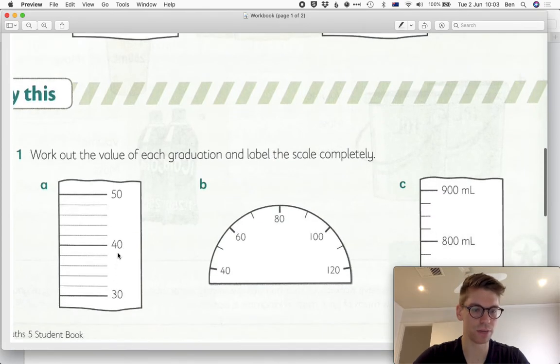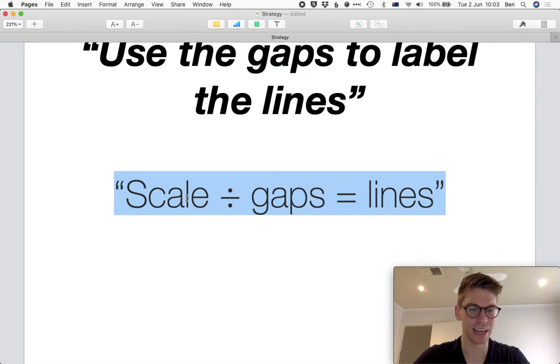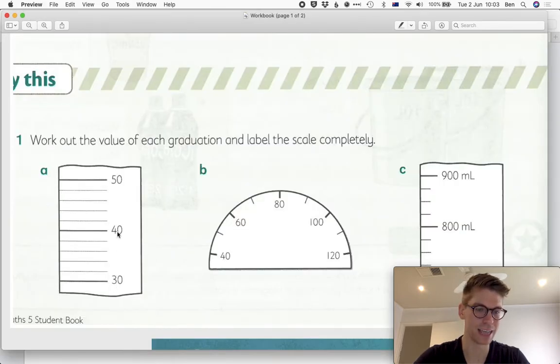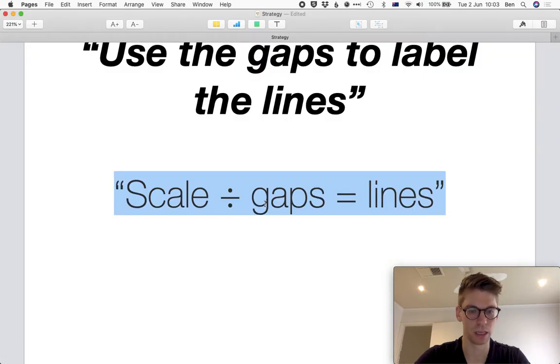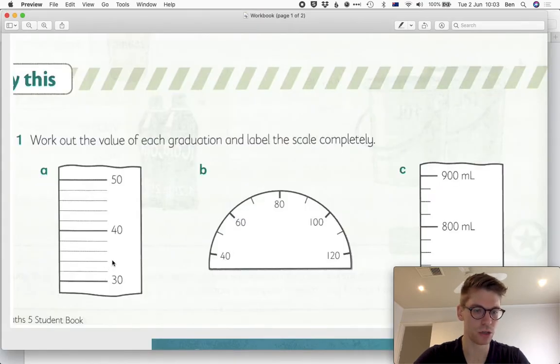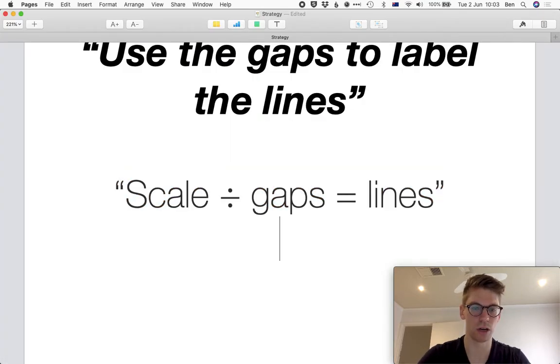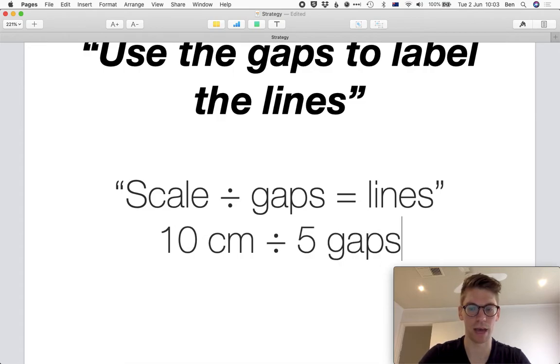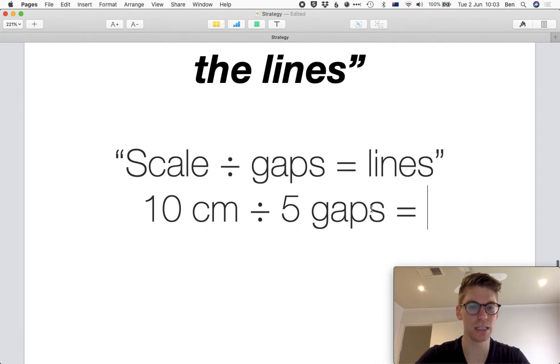Let's do it for this one. Okay, scale 30 to 40 is 10 of whatever this is. Let's call it centimeters. Divided by gaps. 1, 2, 3, 4, 5 gaps. So we've got 10 centimeters divided by 5 gaps. That's going to be how much each line is.